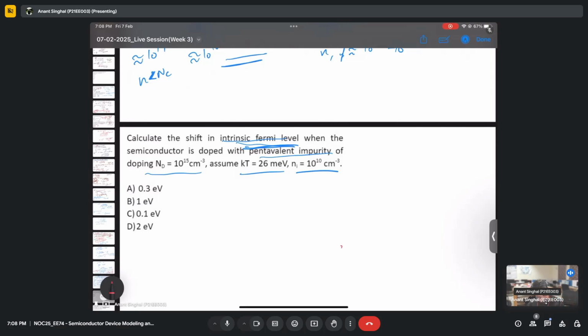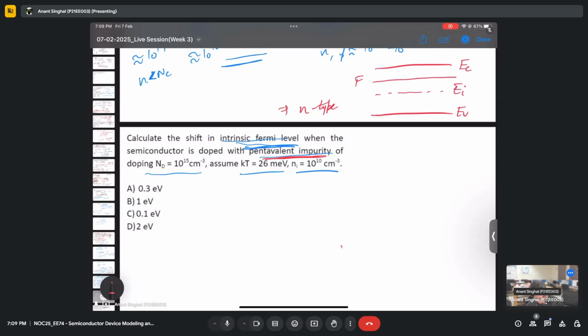Okay, let me frame it differently. So what we have is a pentavalent impurity. So what kind of semiconductor do we have? N-type. You all are saying N-type. So the band diagram for N-type should be looking something like this.